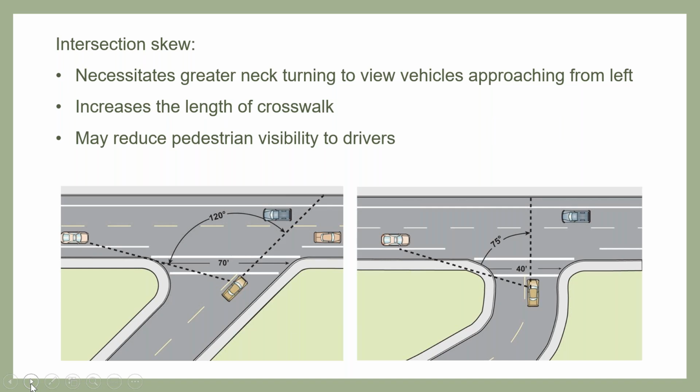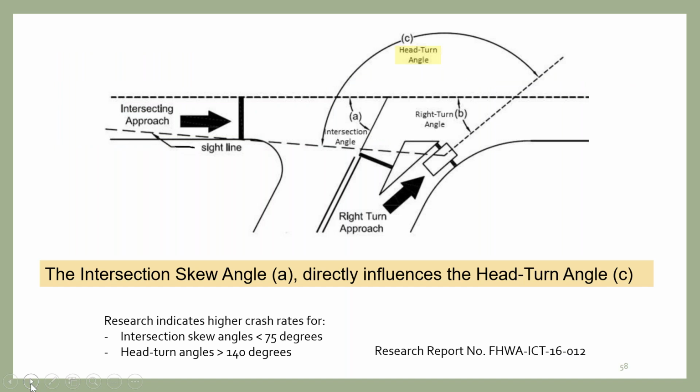That look back angle to see approaching traffic really requires us to turn almost our whole bodies around. Also, as pedestrians, a skewed intersection has the effect of increasing the length of certain crosswalks, certain crossings. So anytime we can take a skew and eliminate it, like the photo on the right there, it really helps both drivers and pedestrians.